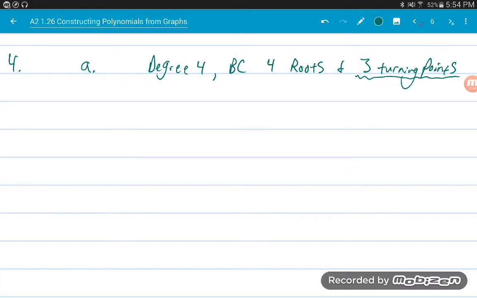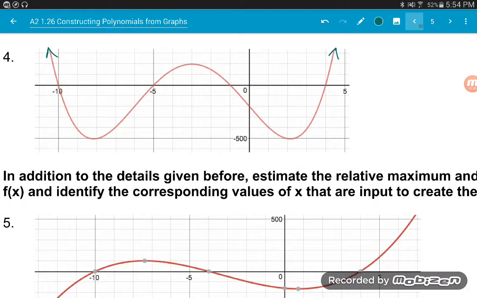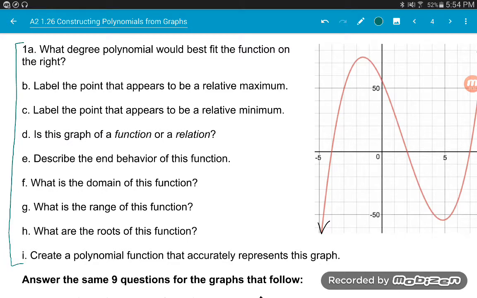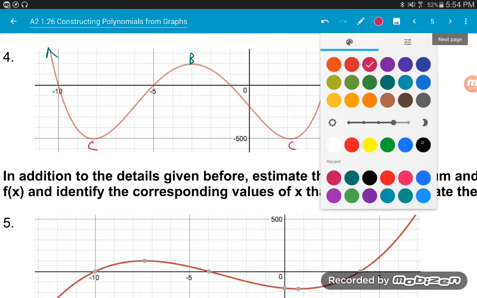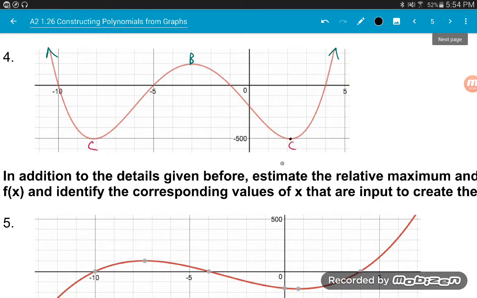Okay, part B says label a point that appears to be a relative maximum. So relative maximum is like the top of a hill, so this is the point that we're talking about for B. Part C says label a relative minimum. So this is a relative minimum, and so is this. It's a valley, right? So we call the minimums valleys. It's like the bottom of a ravine or a valley if we're talking topographically. So it's the bottom here.